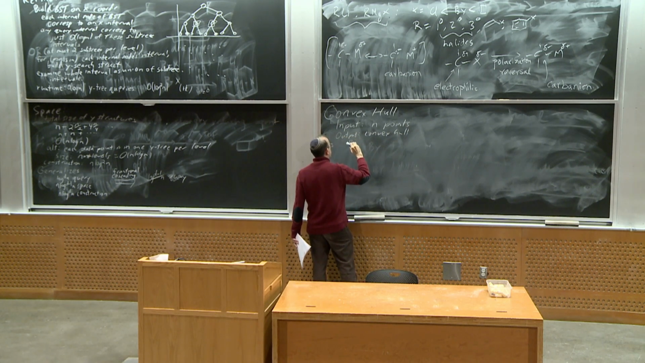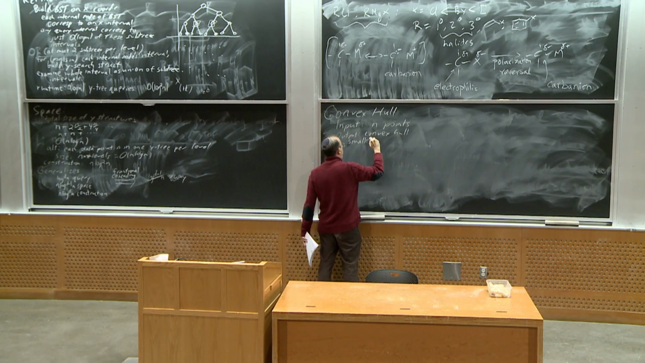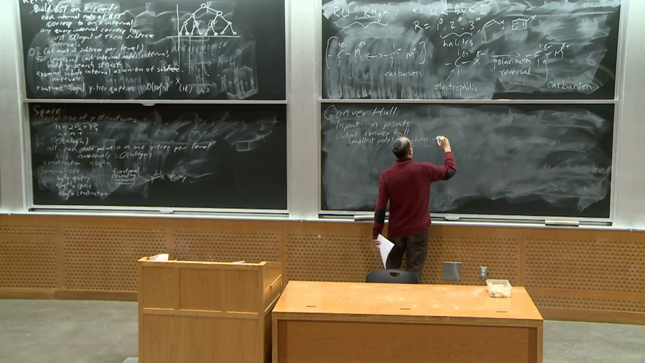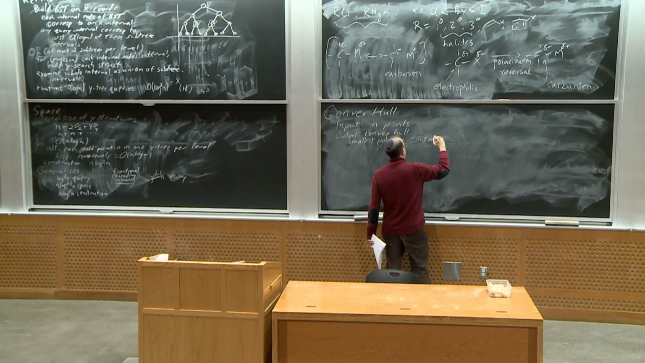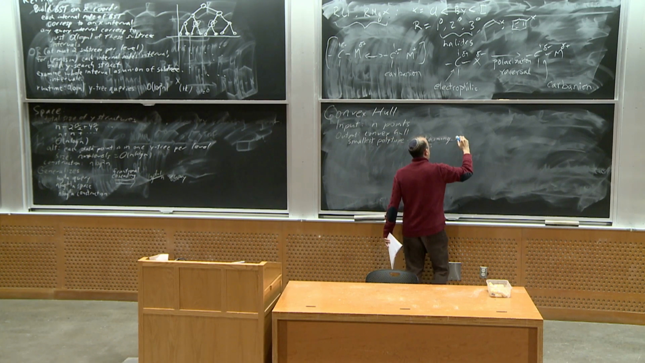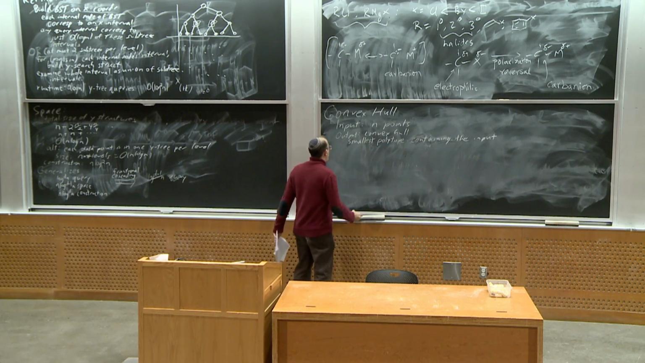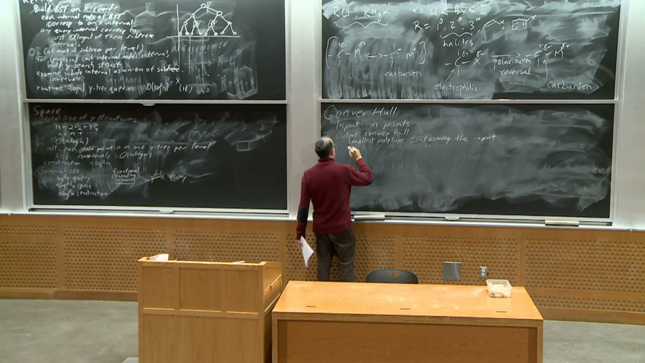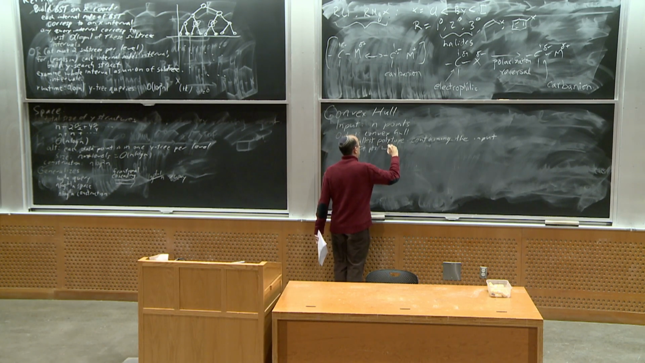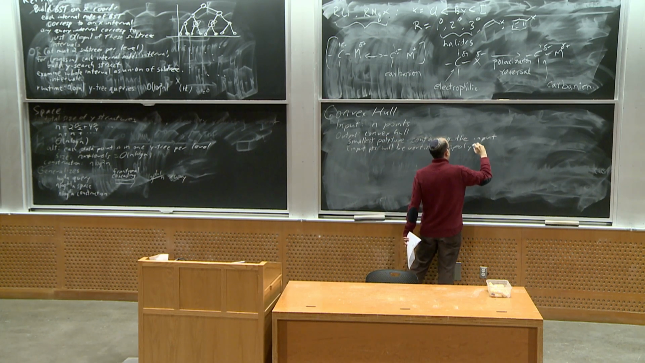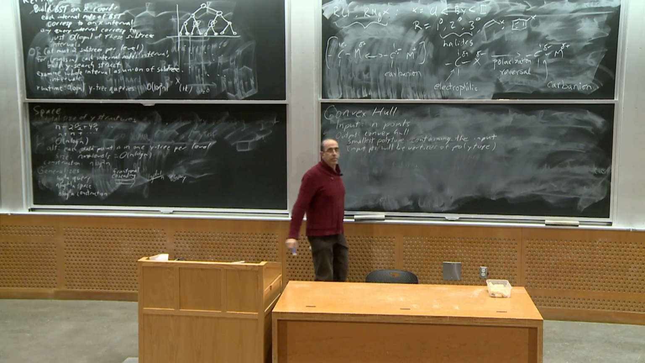Well, it's a polytope. It's the smallest polytope whose vertices, or actually, let me be more general than that, it's the smallest polytope containing the input. And it turns out, this is pretty obvious, that in fact, the vertices of the polytope will be input points. Okay.